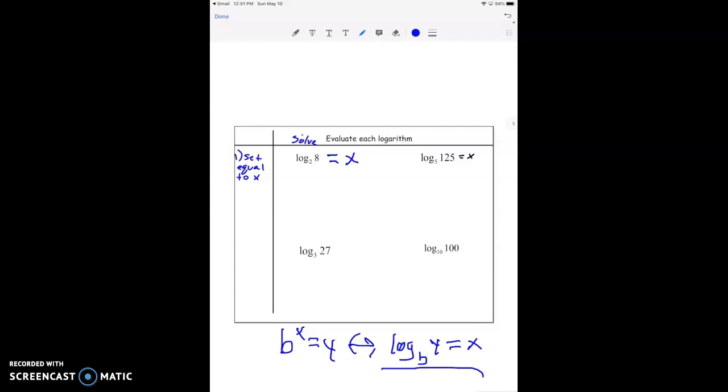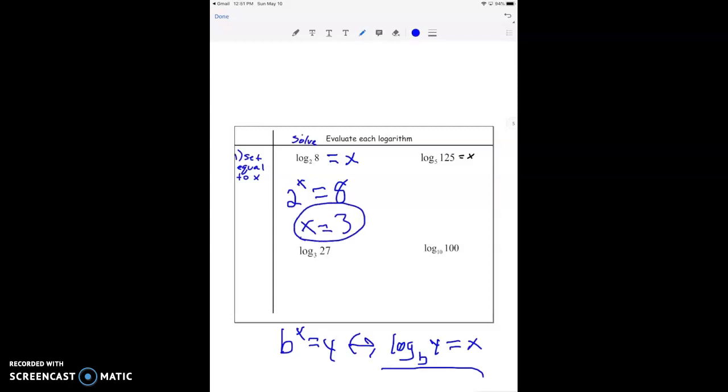So let's do that. My b is 2, x is x, and my y is 8. Now it's just solving. 2 to what power is equal to 8? That's all you're asking yourself. Well, 2 to the third power is 8. So there's your answer.